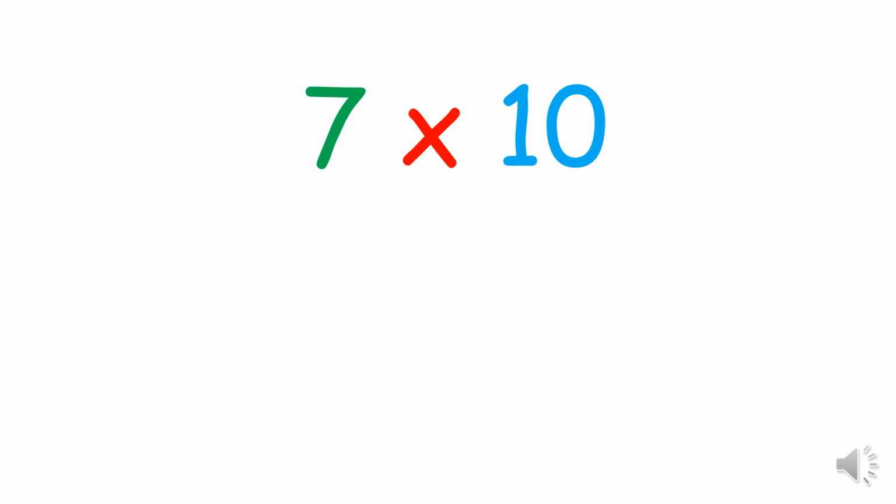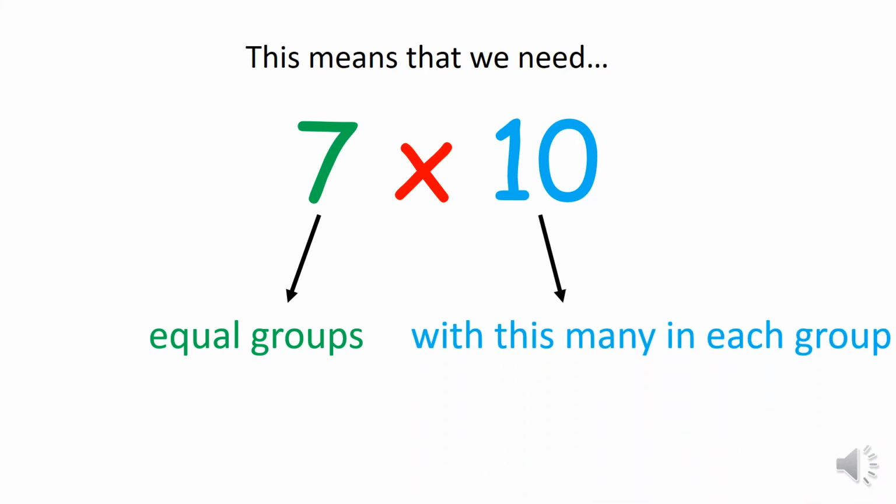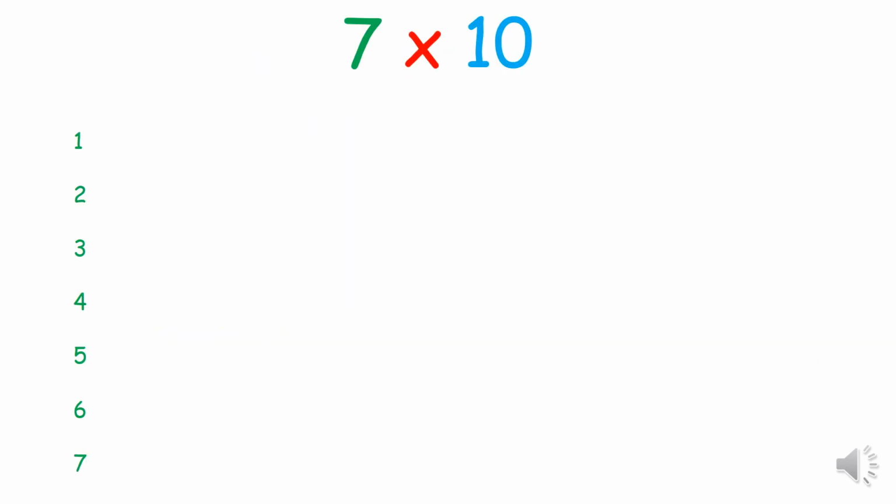This is our last problem. It says 7 times 10. Now remember, that times sign means we're making equal groups of. This means that we need 7 equal groups with 10 inside each group. So this is going to be a larger group now as we're using 10. So we've got our 7 groups going down and we need to put some objects in our group. Let's use strawberries now. How many do we need inside each group? That's right, we need 10.